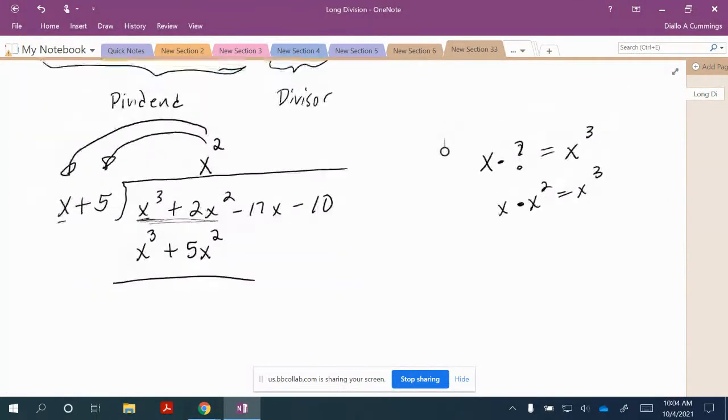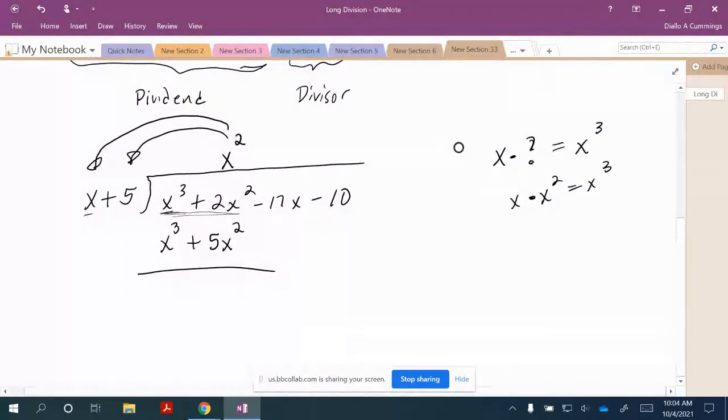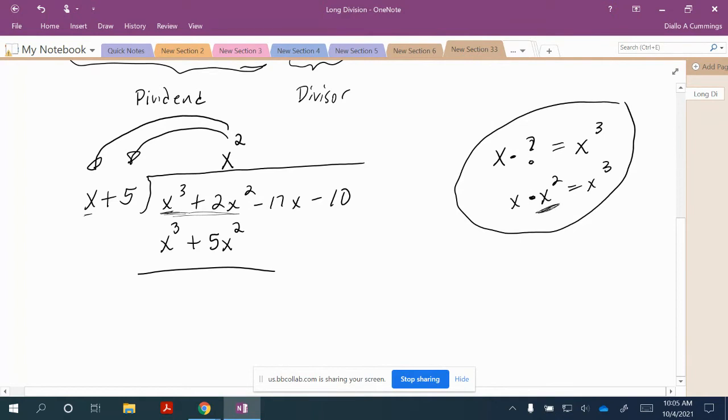Okay, so where did I cut off exactly? I'll just go back through it. So we multiplied x squared times x plus 5. On the side over here, I figured out what I had to multiply x by in order to get x cubed, and I figured that out as x squared. So then I took x squared and I wrote it above the 2x squared term in the dividend.